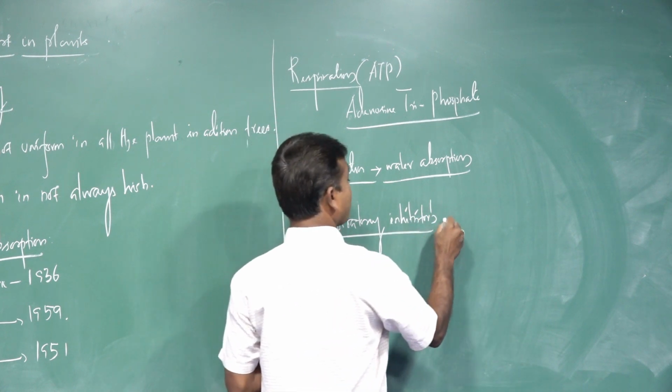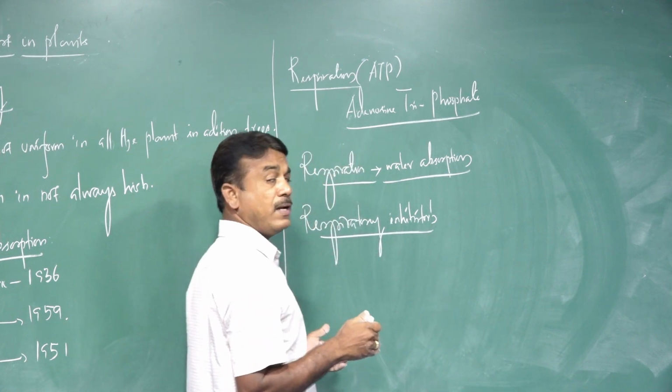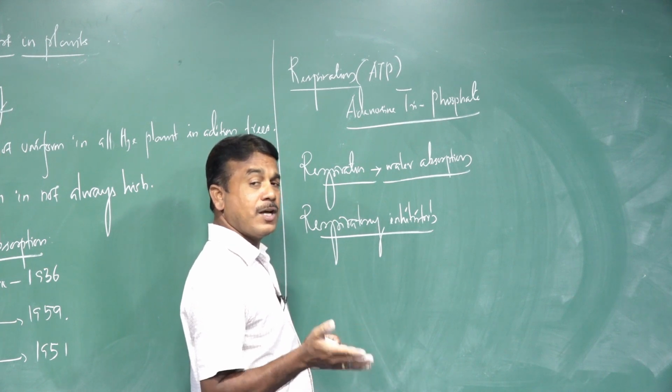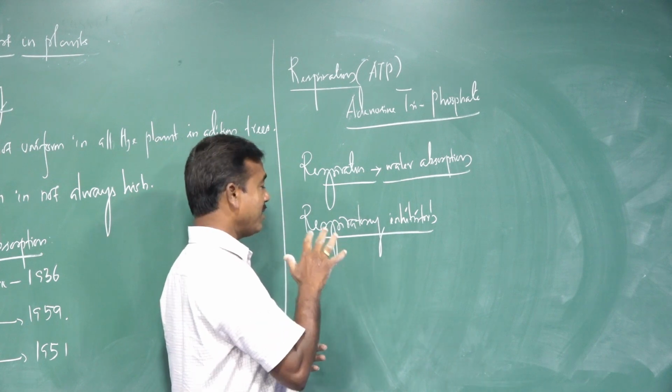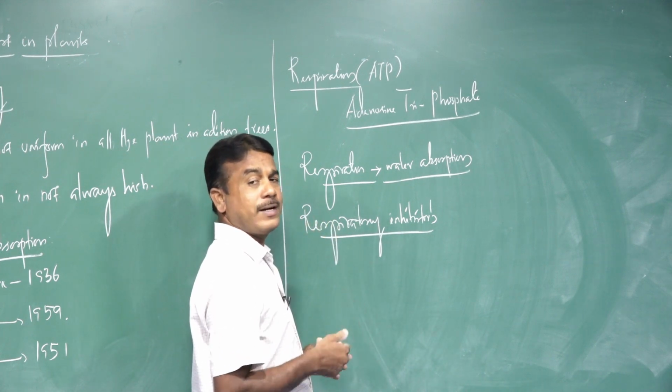When respiratory inhibitors are applied on the plants, these substances usually reduce the rate of respiration. What is that respiratory substance? It is generally utilized to reduce the rate of respiration.